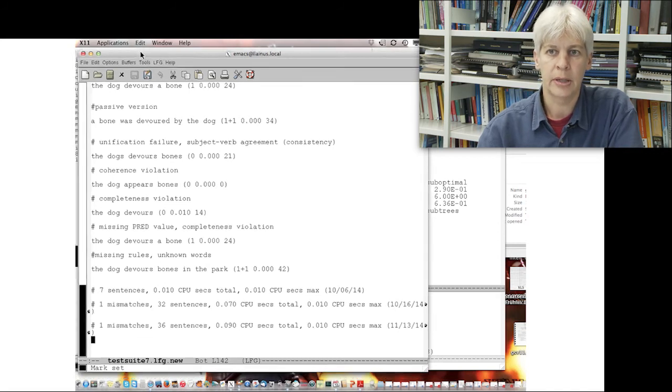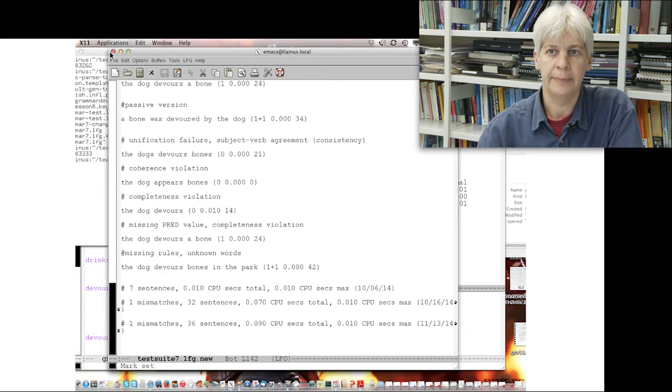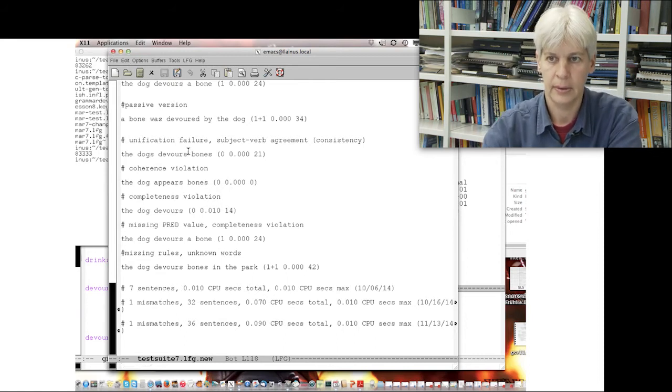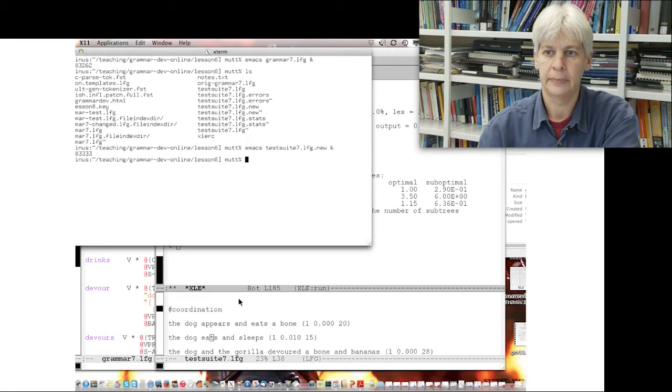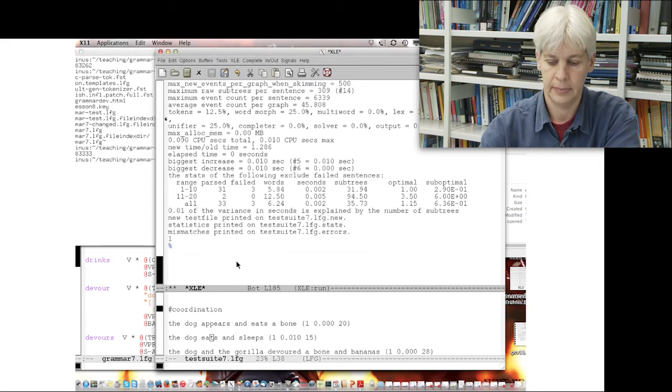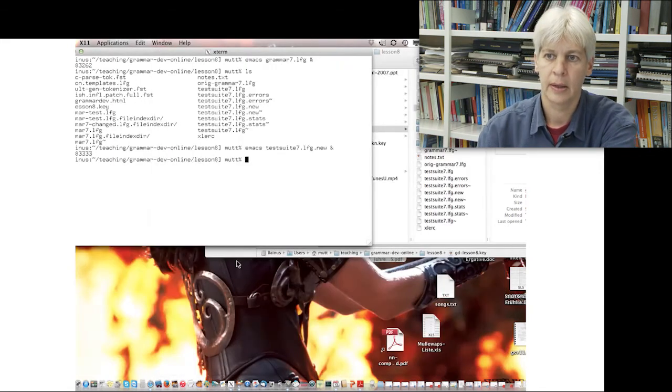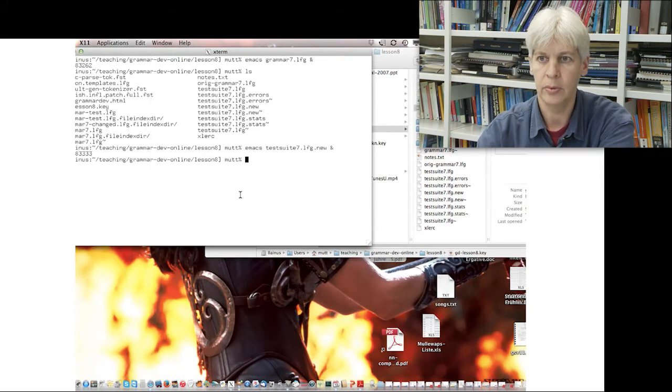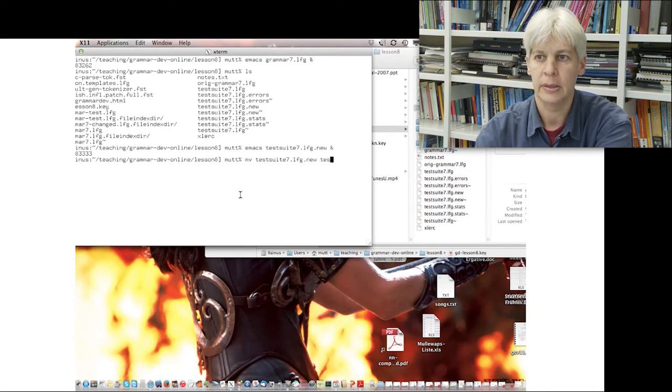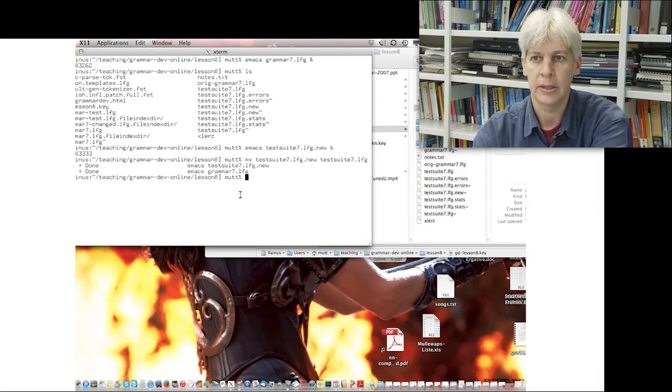So I now want to keep working with this test suite. The easiest way to do that is to, actually, let me just get rid of everything here, is to say, okay, I'm going to rename test suite lfg.new to my test suite7.lfg. This is my new one now. Okay, and I'm going to work with this one now. Right, so everything's working.